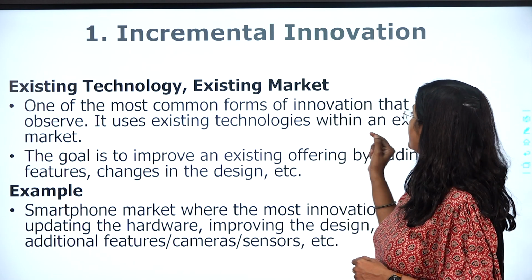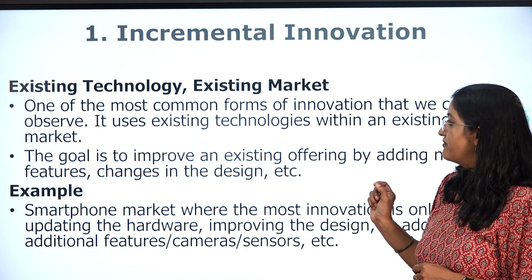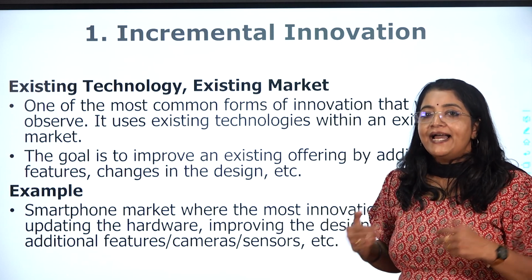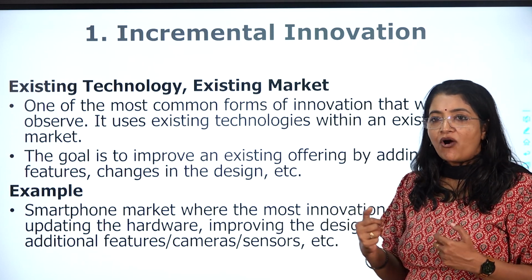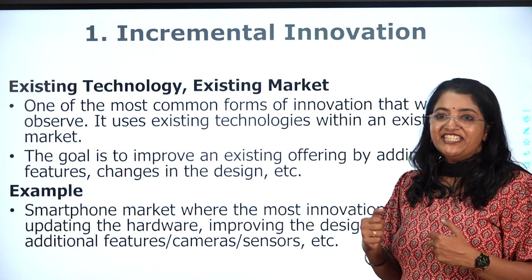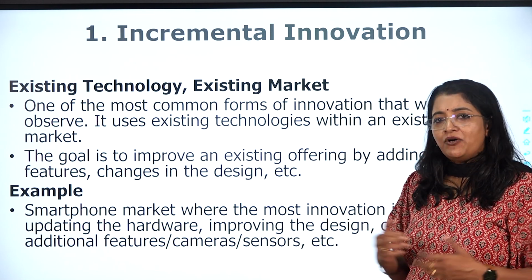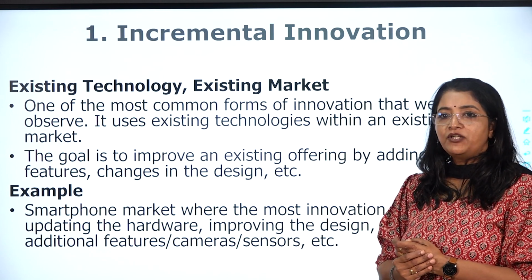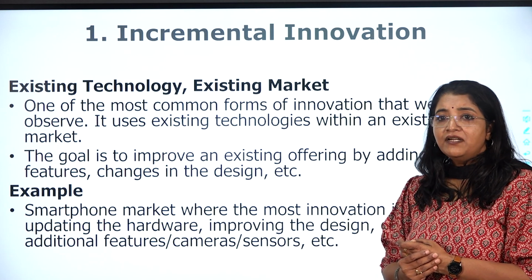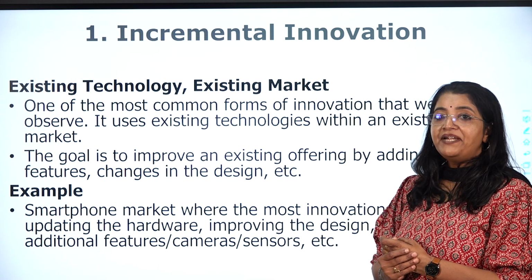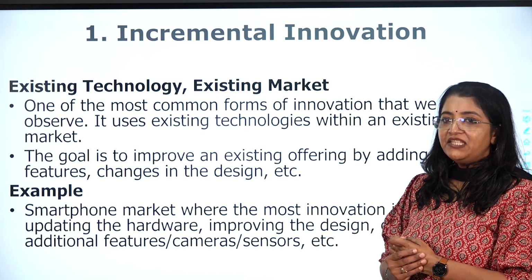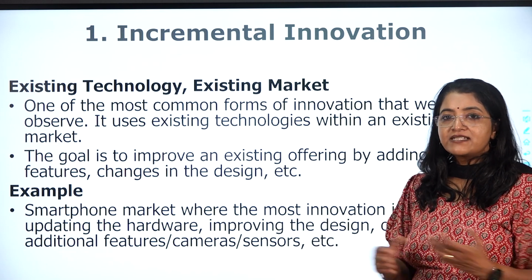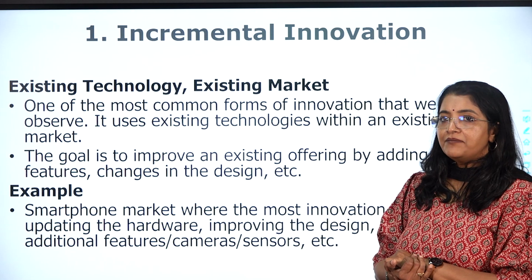One of the common forms of innovation that we can observe, and it uses the existing technologies within an existing market. And the goal is to improve an existing offering by adding new features, changes in design, etc. Now, what is an example we can project for understanding this incremental innovation? The smartphone market, where most innovation is only updating the hardware, improving the design or adding some additional features. For example, the cameras, the sensors, etc. could be a very good example for incremental innovation.